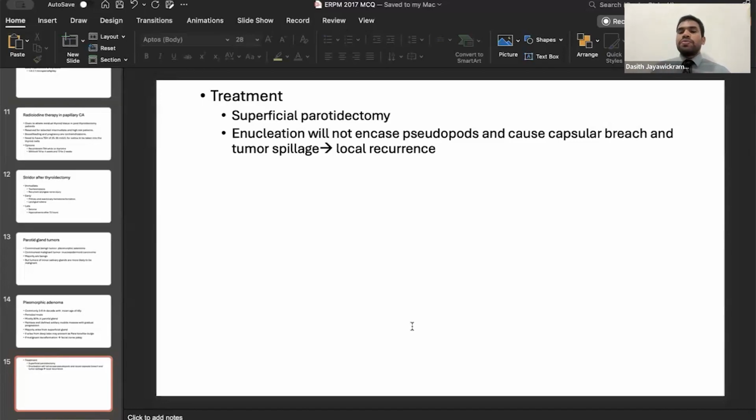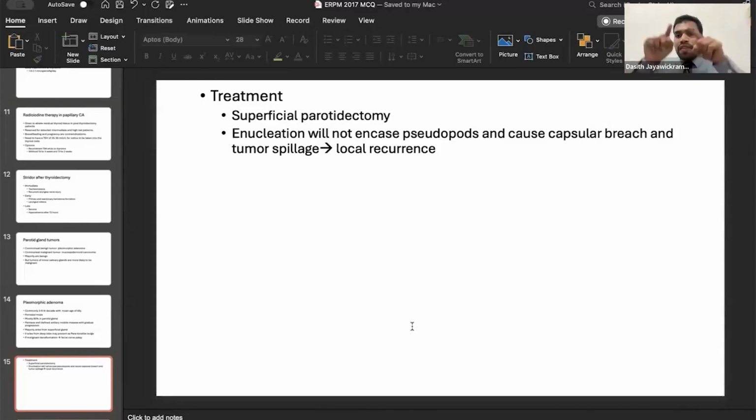Okay, but now our question is, enucleation is the treatment for pleomorphic adenoma. So what is enucleation? Basically, enucleation means if there's a lump and a capsule, we just dissect around it and take it off. That is called enucleation.